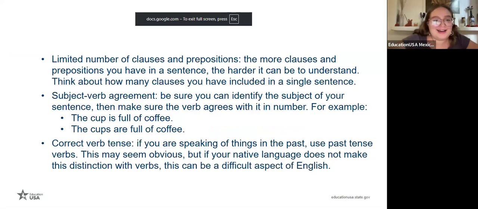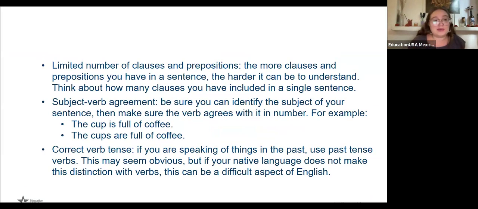All right, you also want to make sure you use a limited number of clauses and prepositions. The more clauses and prepositions you have in a sentence, the harder it can be to understand. Think about how many clauses you have included in a single sentence. Basically, this means limit your sentence to a few thoughts, not 7. It can be easy when you want to express everything all at once, but you want to make sure that there are clear sentences that are not too long.